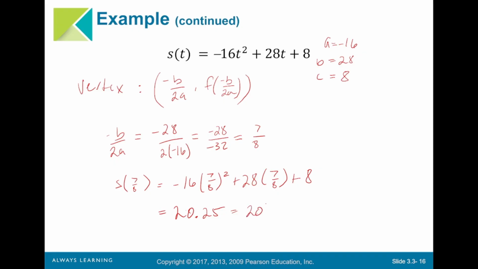20.25, which is 20 and a quarter, which if we write as an improper fraction, 20 times 4 is 80 plus 1 over 4. 81 over 4. So that is the max height reached by the ball. And it happens after 7/8 of a second. So yeah, kind of cool. We use math to describe what's happening physically.